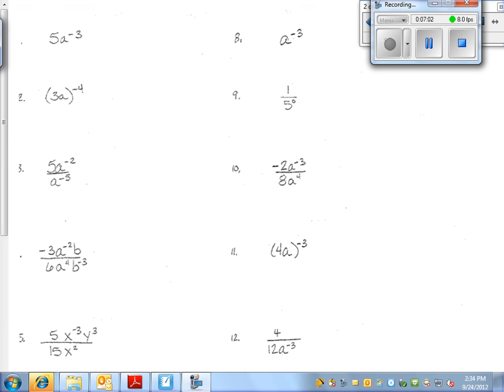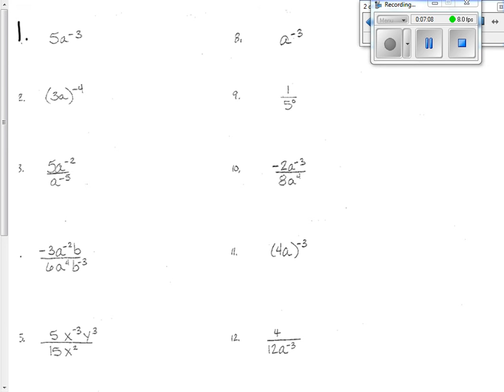Now let's just quickly look at a couple examples from the back page here. My number 1 didn't really show up, but this is number 1. So again, the thing that is attached here to the negative exponent is the a to the negative third. So I've got a 5 that still stays there on top, and the a to the negative third goes down to the bottom. And that's all I have. There's nothing more to that.